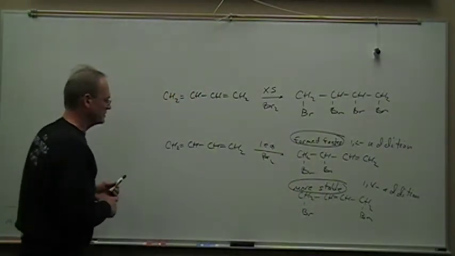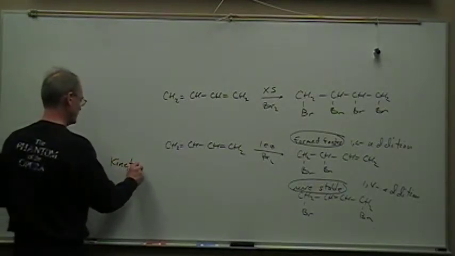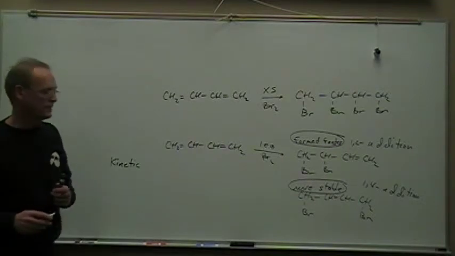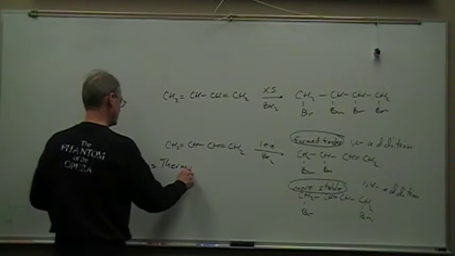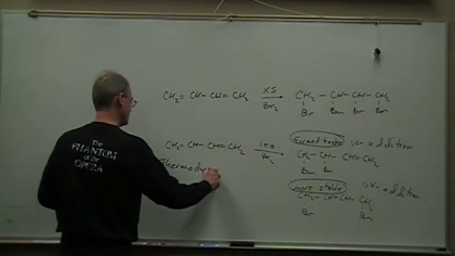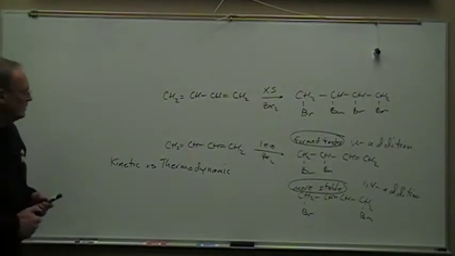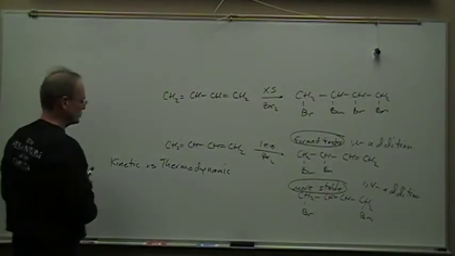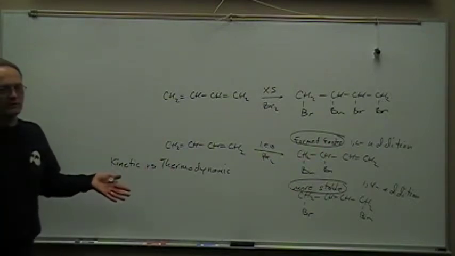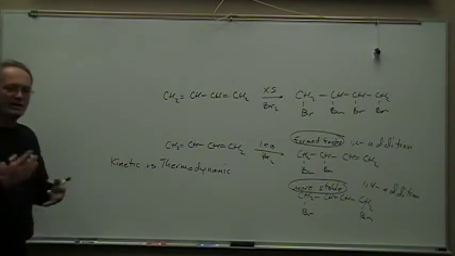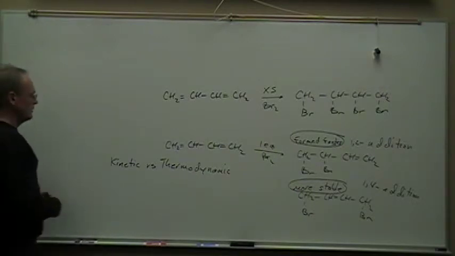This is what's known as kinetic, meaning speed or rate of reaction, versus thermodynamic control of a reaction. Generally, in a situation where you have kinetics versus thermodynamics, in other words, if one product is formed faster but the other one is more stable, then you have this debate as to which one should be the major product.